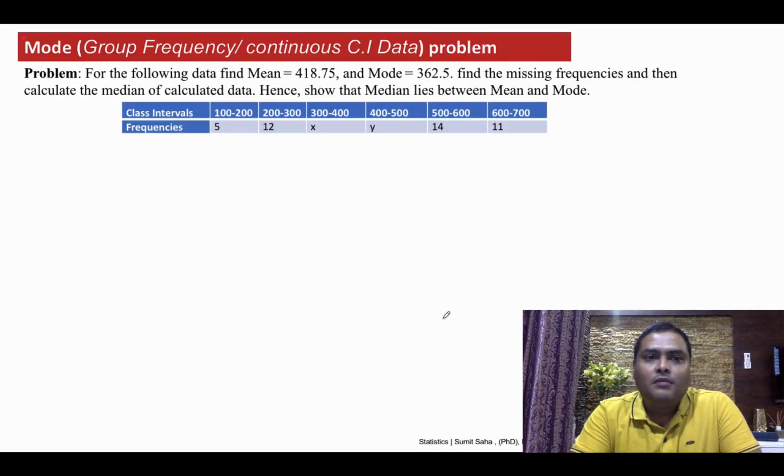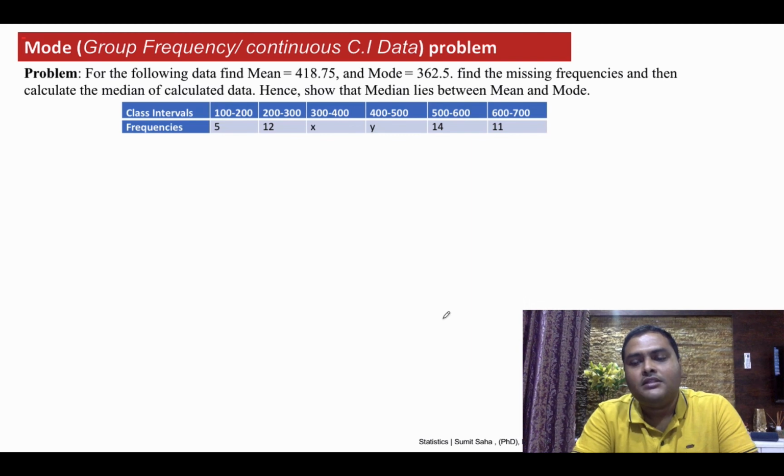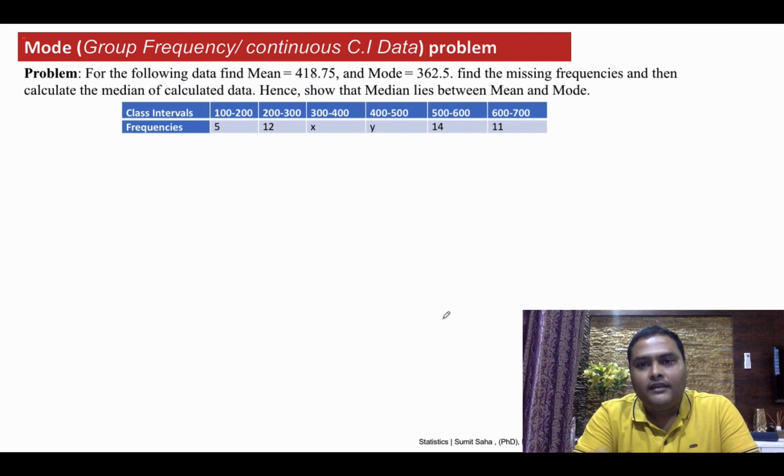Now this problem says, for the following data, find the mean, which is already given as 418.75, and the mode, 362.5. Now find the missing frequencies and then calculate the median of the completed data. That means we first need to use this mean value and the mode value with the formulas. We need to equate, and we will get two equations, like in previous lectures. From these two equations we can find two unknowns, x and y, because missing frequencies are involved.